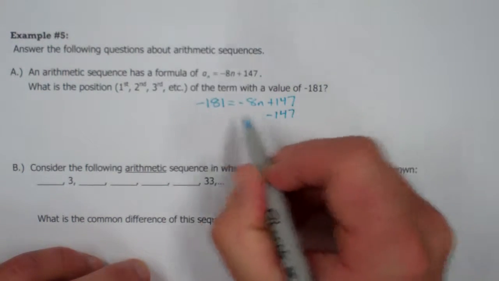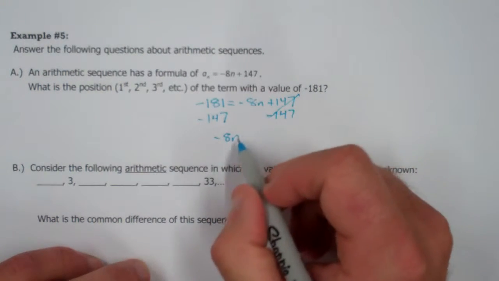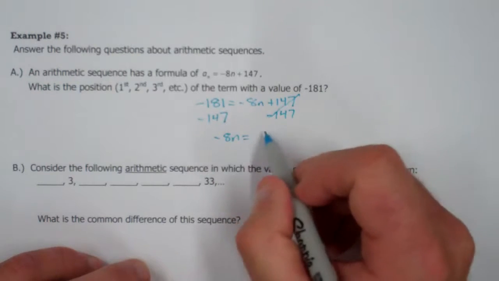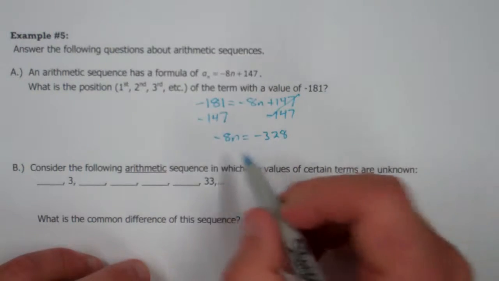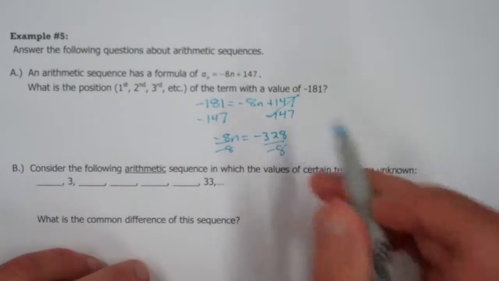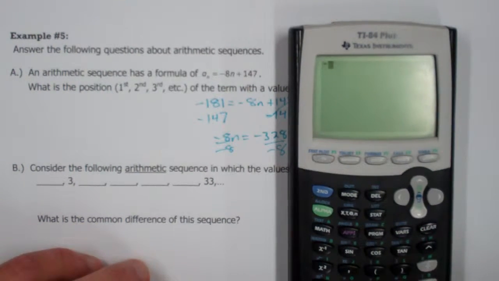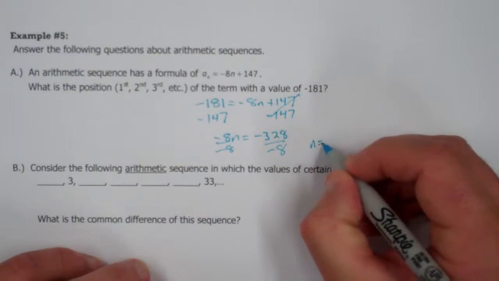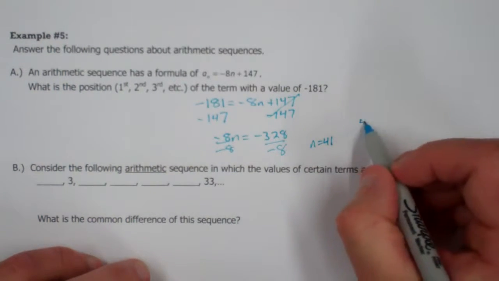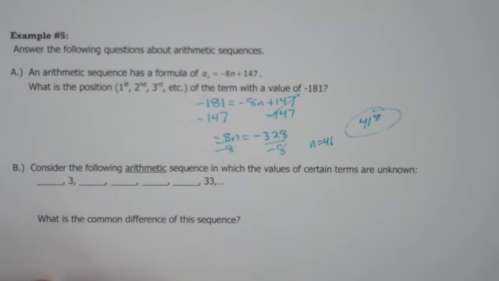To solve for n, we'll subtract 147 from each side. I'm going to switch sides on you now. I'm going to take that negative 8n, put it over here. I'm going to take this and put it over on the right side. So we've got negative 328 here. When you perform that arithmetic, we'll divide by negative 8. We could do this by hand, but it'd be a nice opportunity to use our calculator. So we'll do negative 328 divided by negative 8, and we get positive 41. What this means is that the 41st term will have a value in this sequence of negative 181.